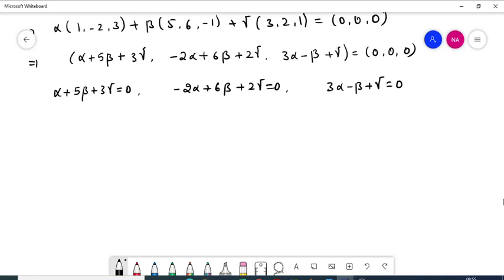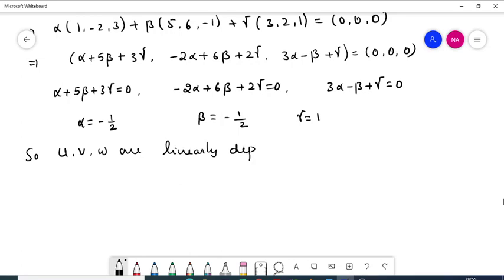Right? Now solving this, we get the values of alpha, beta, gamma. I think you can use a calculator to compute these coefficients. Alpha will be 1 by 2 and beta will be minus 1 by 2 and gamma will be 1. So none of alpha, beta, gamma is 0. It is linearly dependent if at least one of the scalars is non-zero. I got all scalars non-zero. So U, V, W are linearly dependent.